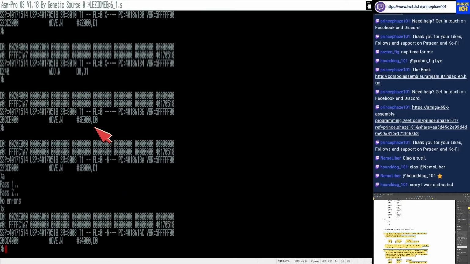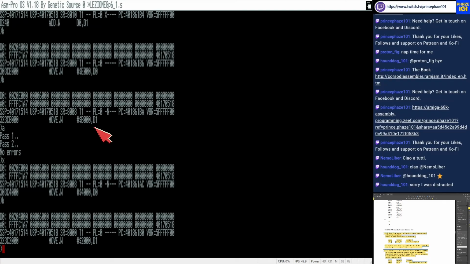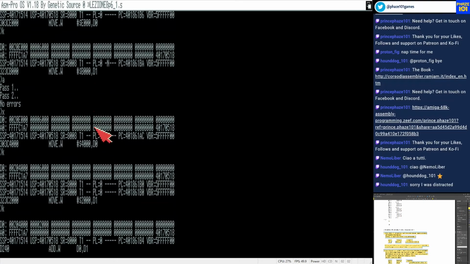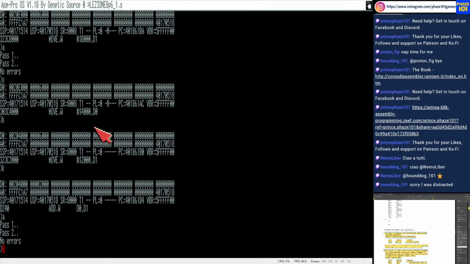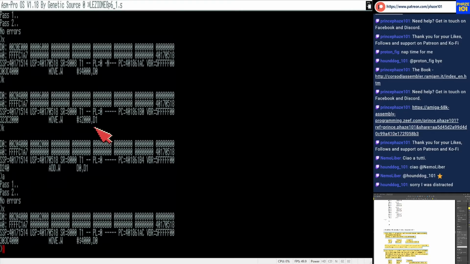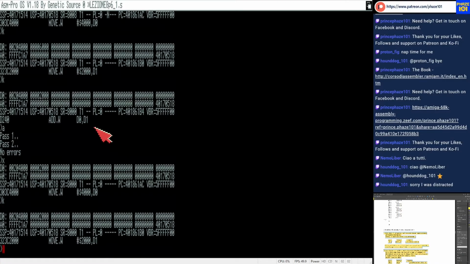Sorry, starting again from the beginning because I just got lost. So we're moving 4,000 into D0. We're moving 2,000 into D1.